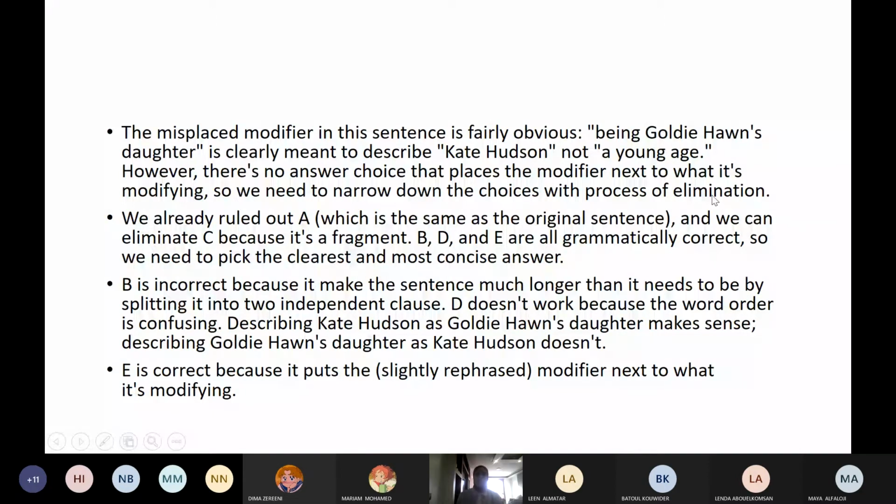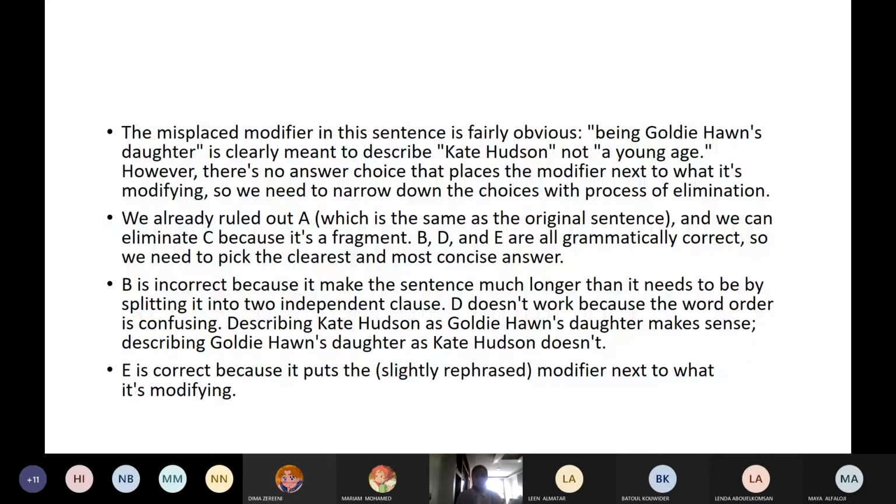So what am I doing here? I'm answering SAT questions. These are SAT questions, and dangling modifiers and misplaced modifiers have to come up in the SAT test or ACT test or any tests. Dangling modifiers and misplaced modifiers. Why? Because they are not easy to spot.